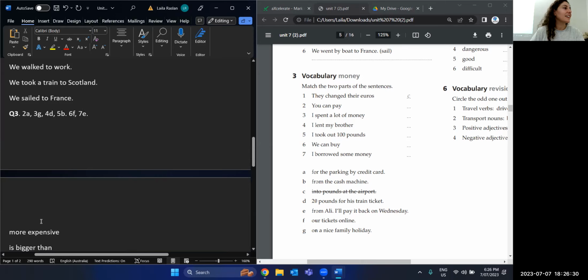Number 4, Letizia. I lent. Lent means to give, but he must give me back. So I lent my brother, so I gave him £20 for his train ticket, but he must give me the money back. He must return the money to me. It's different to I gave, because when you give something to someone, they don't have to return it. But when you lend, it means they must give it back to you.